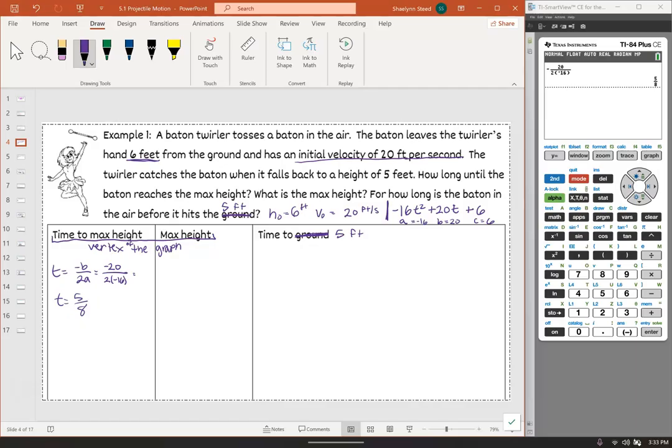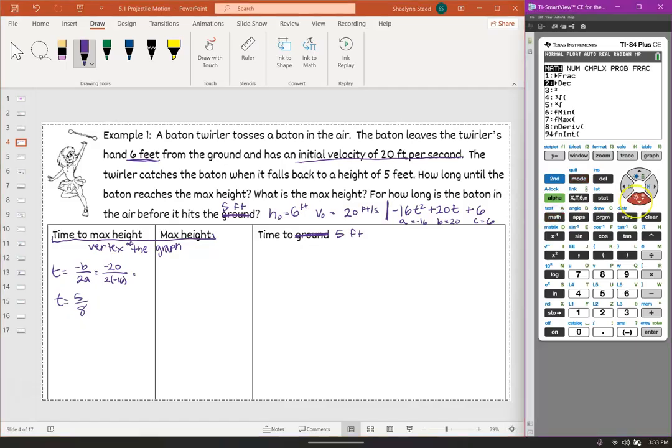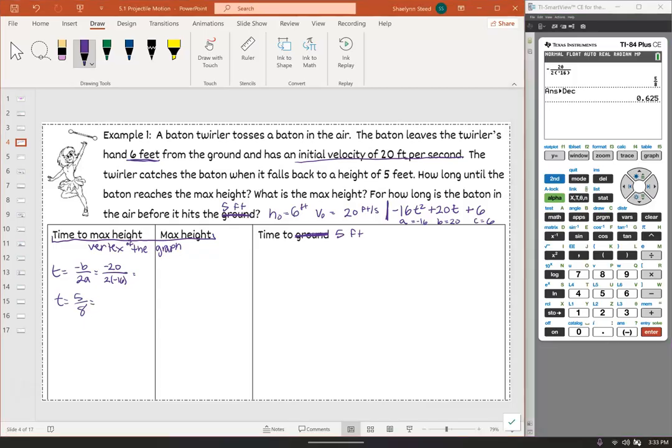And I do actually want that as a decimal. I lied. So we're going to turn it into a decimal, which is 0.625 seconds. So a little over half a second. Okay, so now we need to plug that into our equation.